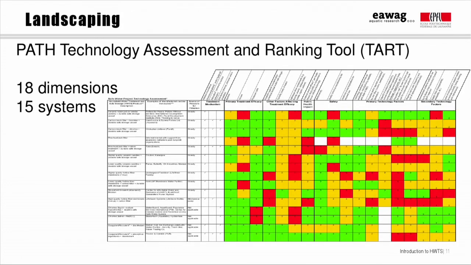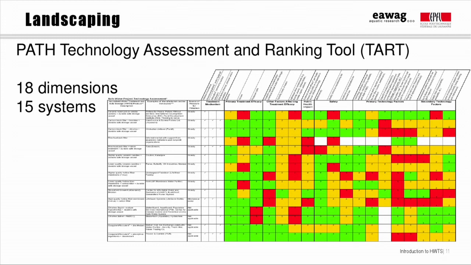Now here's an example of landscaping, again from the PATH Safe Water Project. It's their Technology Assessment and Ranking Tool, or TART. Now please don't try and read the text in it. It's just an example of landscaping. But it's a table which contains 18 criteria or dimensions plotted against 15 different HWTS systems. And each of those systems is rated qualitatively, good, neutral, or bad, for each of the dimensions. And then they're colored green, yellow, or red, like a traffic light system.